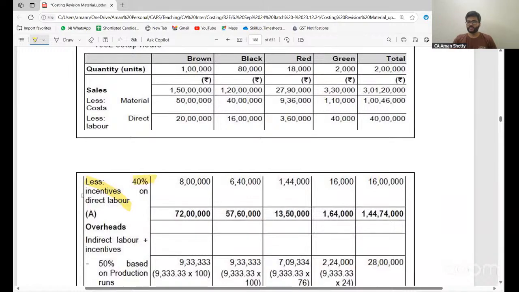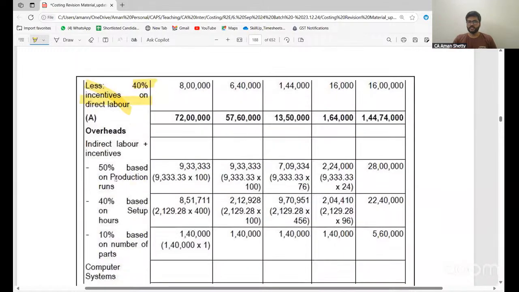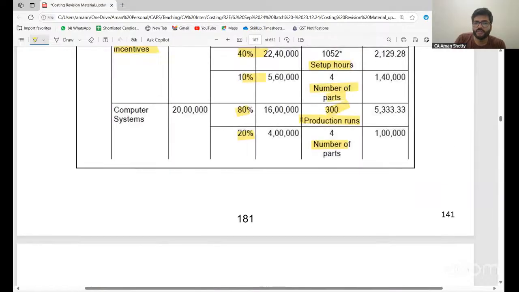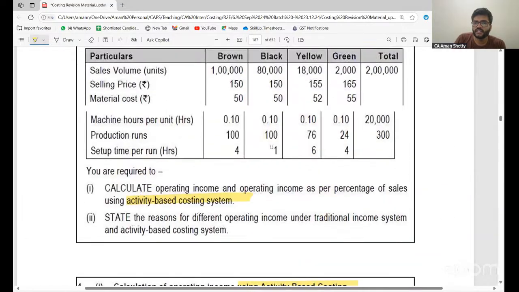This 40%, ABC many you will do. Again here indirect labor plus incentives, no? All of this is based on the ABC principles. Clear? A cost driver rate we found out, yes, 9,333 into 100, right? Into 76 into 24. Is it making sense? This 100, 76, 24 again, it would have been given in the question. That is what you multiply.